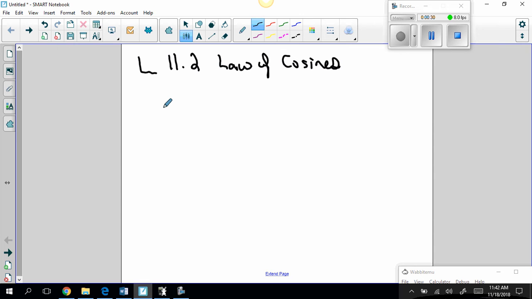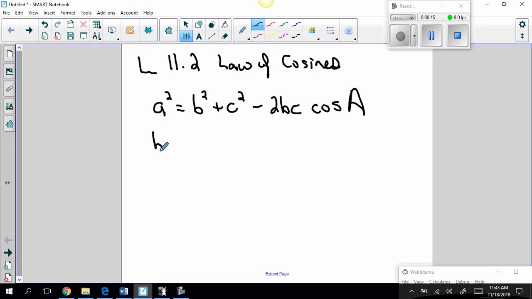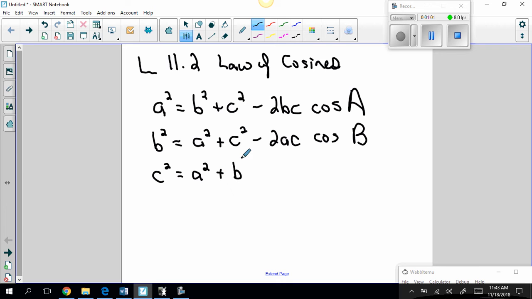I'm gonna give you some formulas. A squared equals b squared plus c squared minus 2bc cosine capital A. And similarly, b squared equals a squared plus c squared minus 2ac cosine B. And c squared equals a squared plus b squared minus 2ab cosine C.